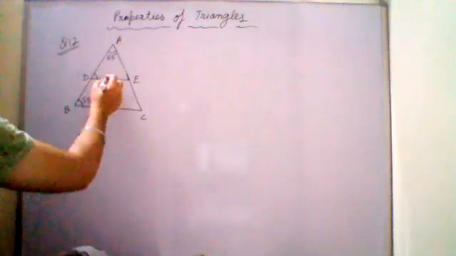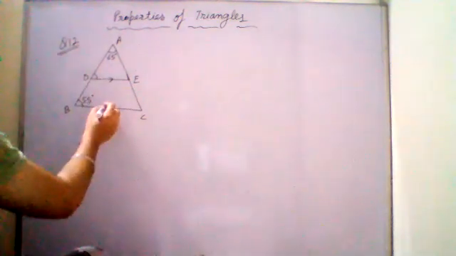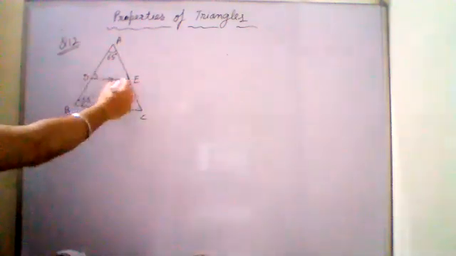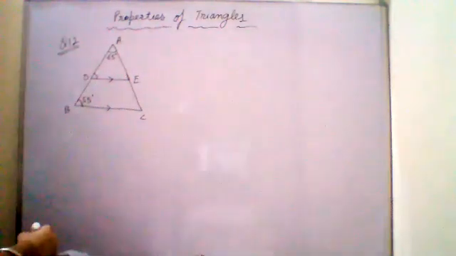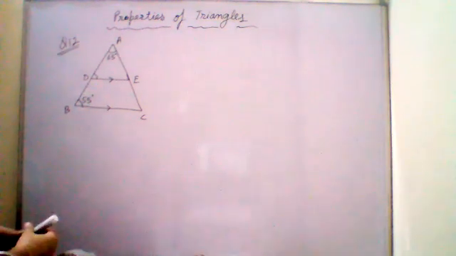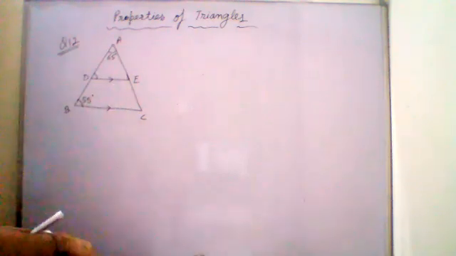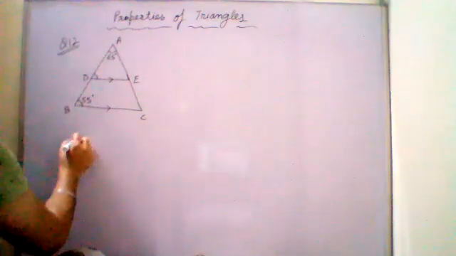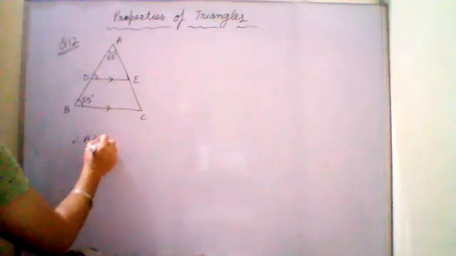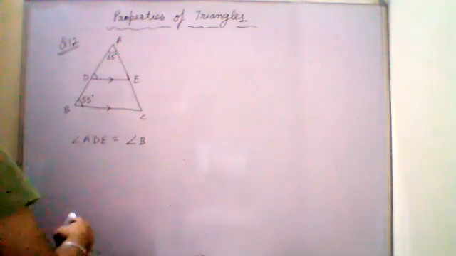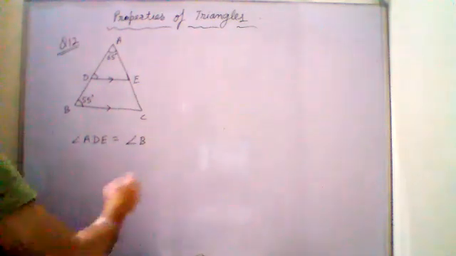So first of all, what else is given? It is given that DE is parallel to BC. This is given in the question. Okay, so the parallel lines chapter you have studied in your previous chapters. You have studied the chapter properties of parallel lines. So that concept will be used here in this question. First of all, we have to find angle ADE. Angle ADE is equal to angle B.